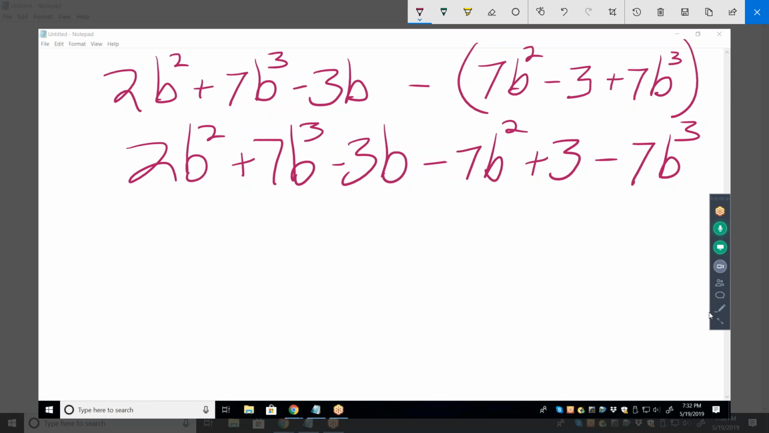Negative b cubed, right? Or I got a plus 7 and a minus 7. That would just be nothing, right? Exactly. Okay. There are no more b cubes in this thing. Now go to the squareds.